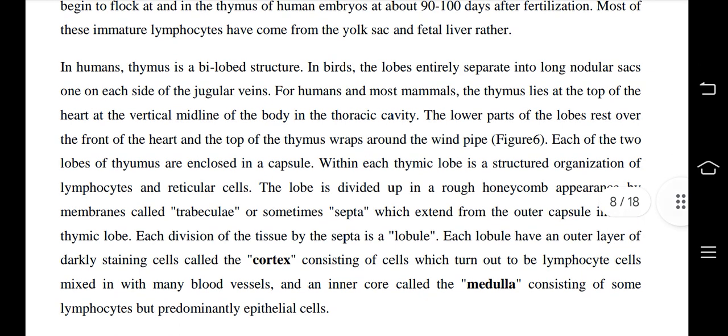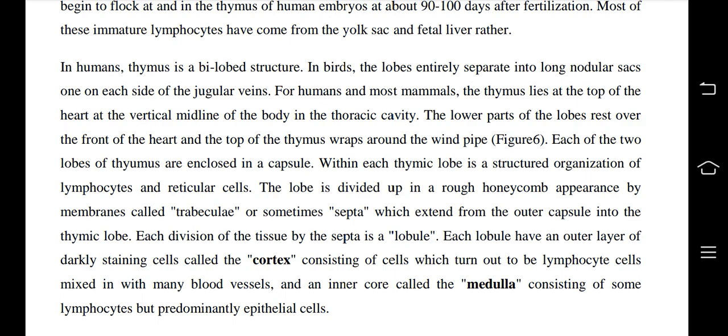In humans, the thymus is a bilobed structure. In birds, the lobes entirely separate into two nodular sacs, one on each side of the jugular veins. For humans and most mammals, the thymus lies at the top of the heart, at the ventral midline of the body in the thoracic cavity. The lower part of the lobes rest over the front of the heart, and the top of the thymus wraps around the windpipe.